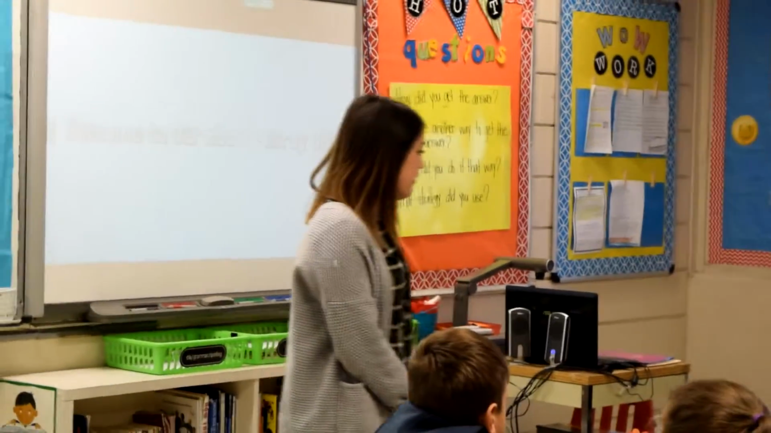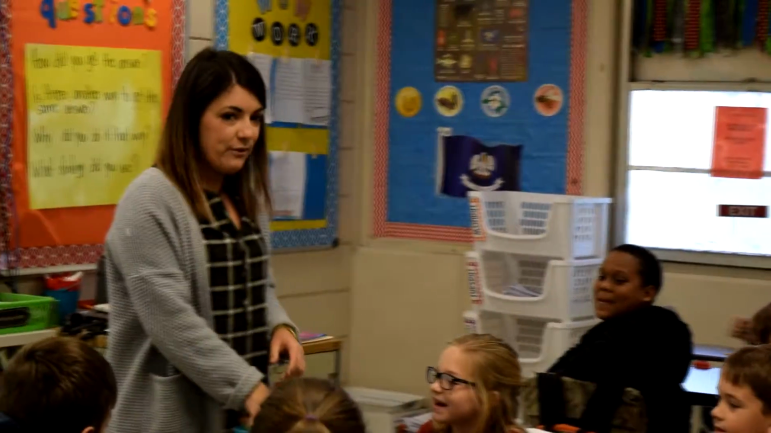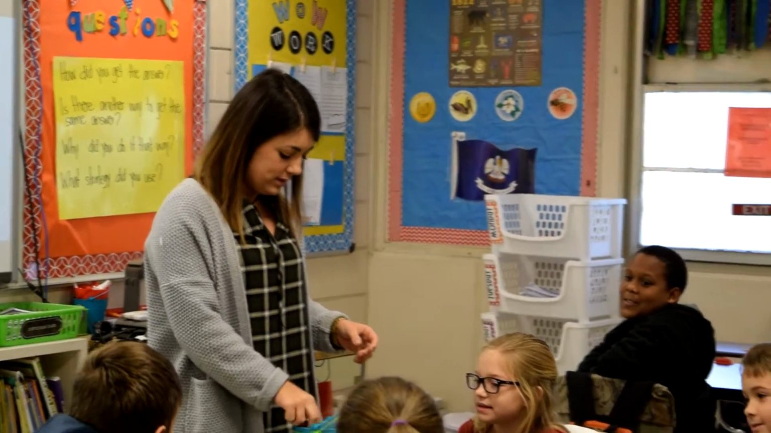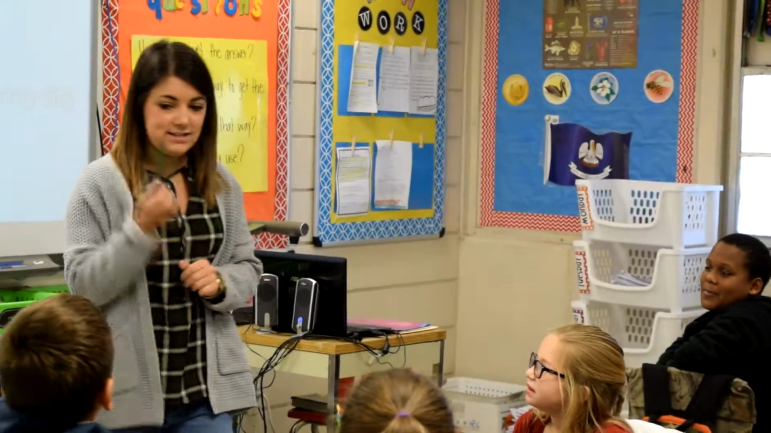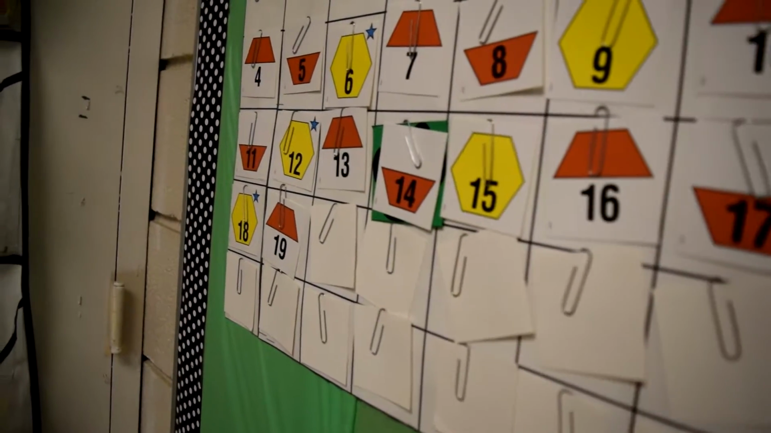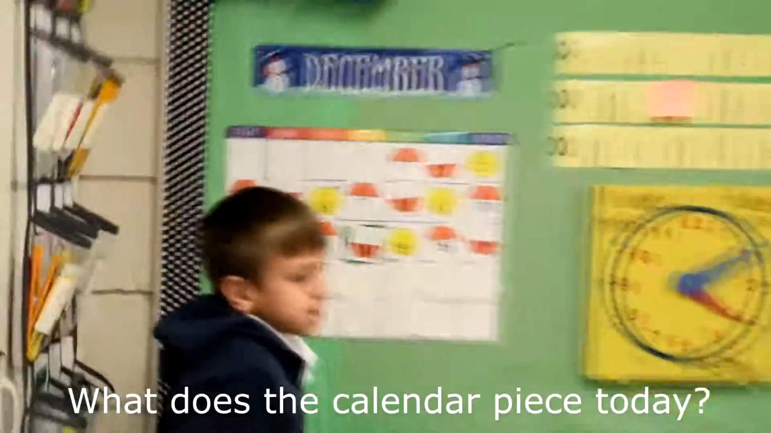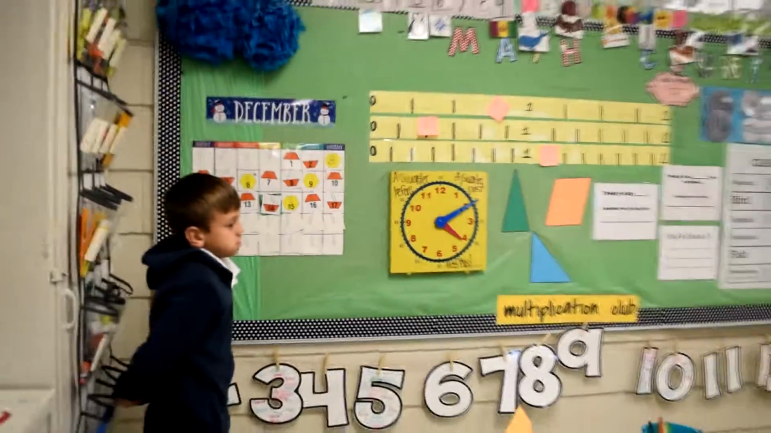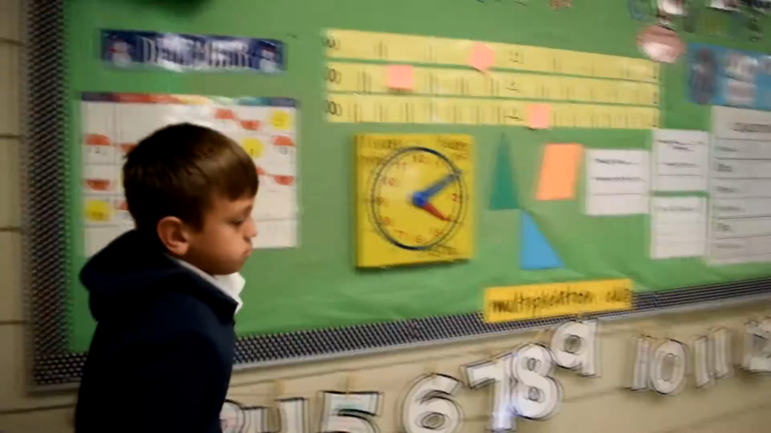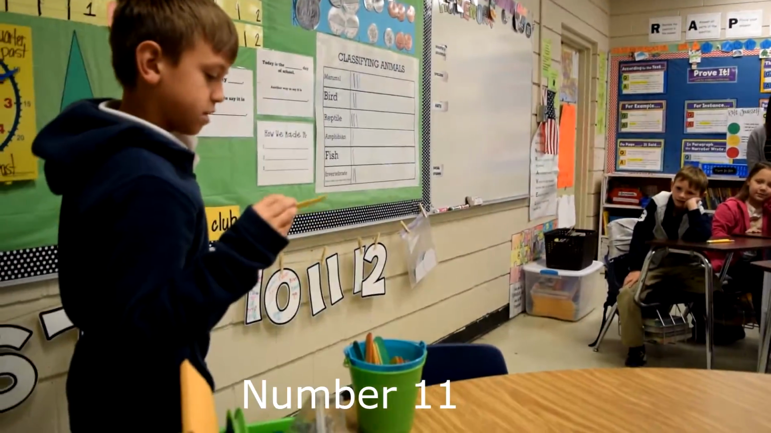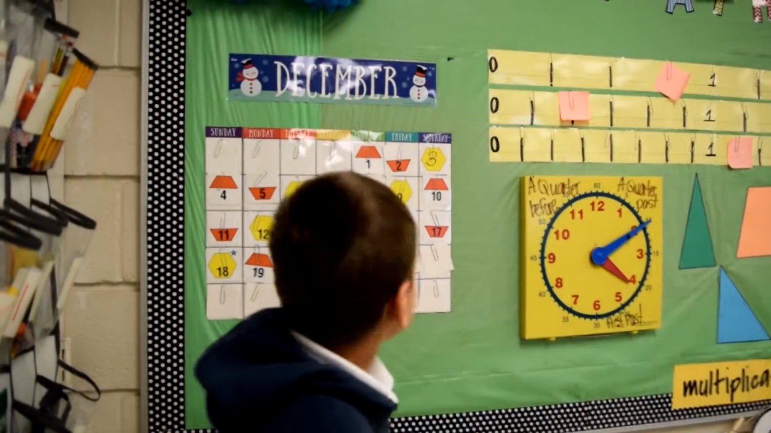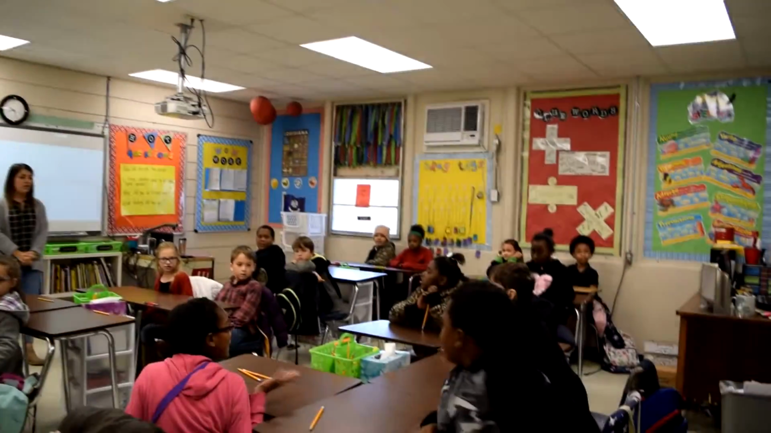All right, boys and girls, y'all ready for math today? Yes. Okay, we're going to start with our everyday math counts. I'm going to pull a stick. Number 16. So you're going to go to our everyday math count board. What does the calendar piece say? And you pull a stick to say the opposite number. Number 11. But what is it? Say your question again. What is the calendar piece today?